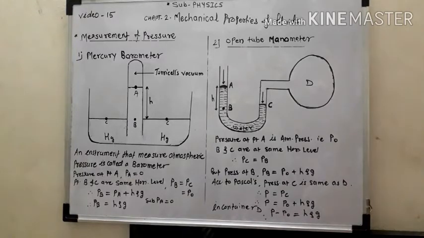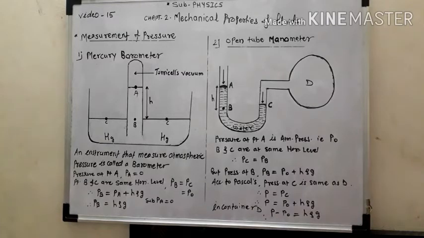First we will see the mercury barometer. What is this mercury barometer? It is an instrument that can measure the atmospheric pressure, which is called a barometer. It was first invented by the Italian scientist Torricelli, who found this apparatus, the mercury barometer.